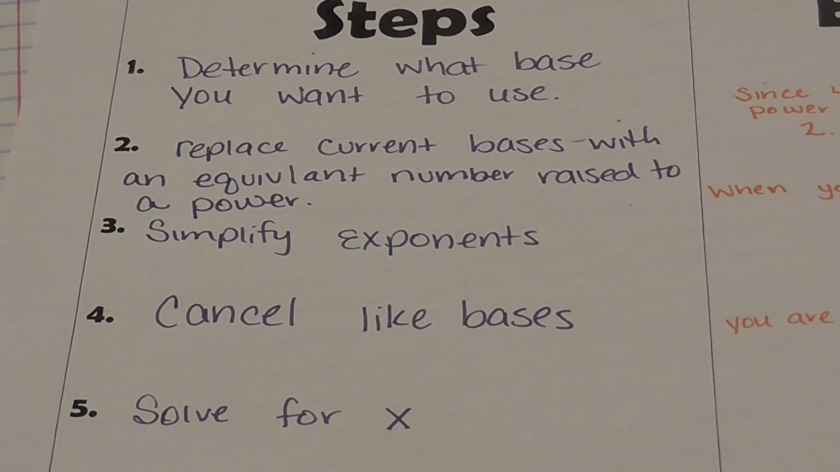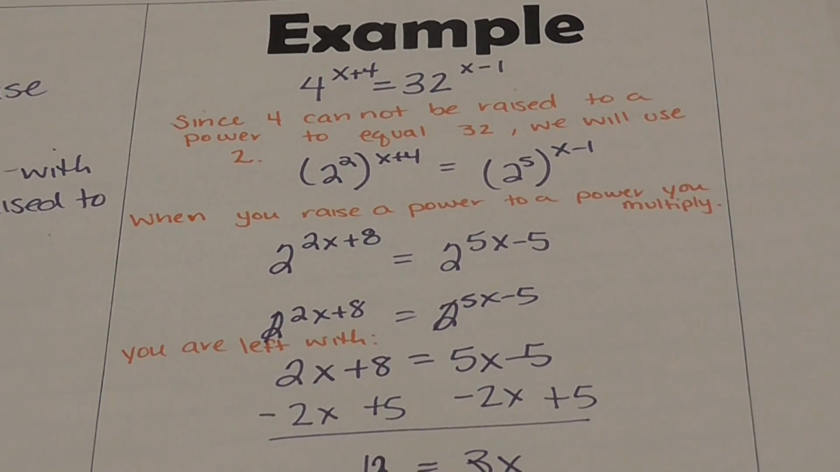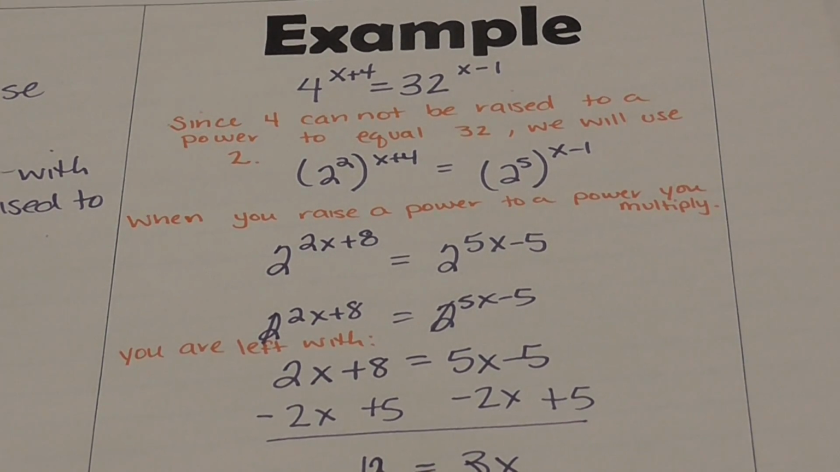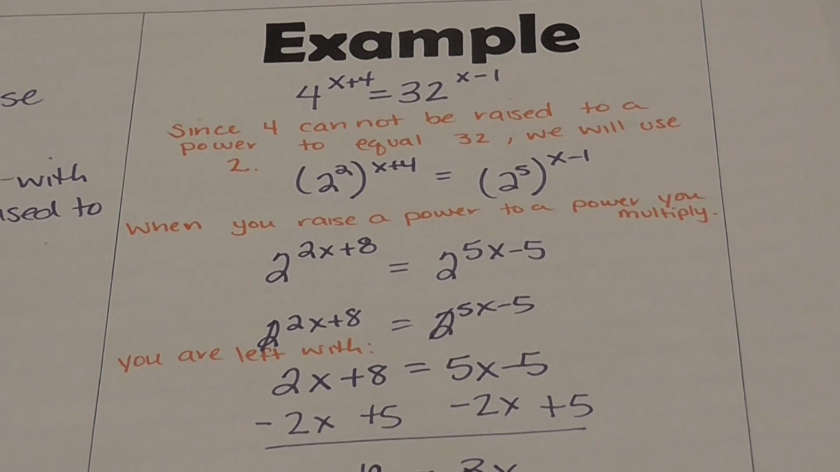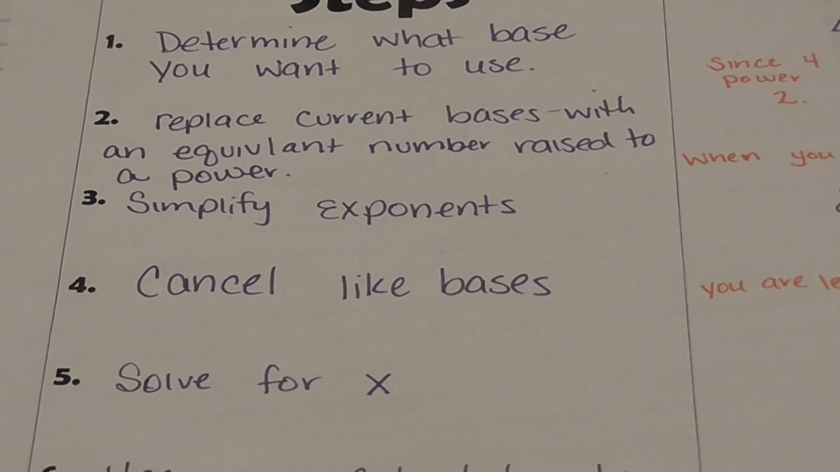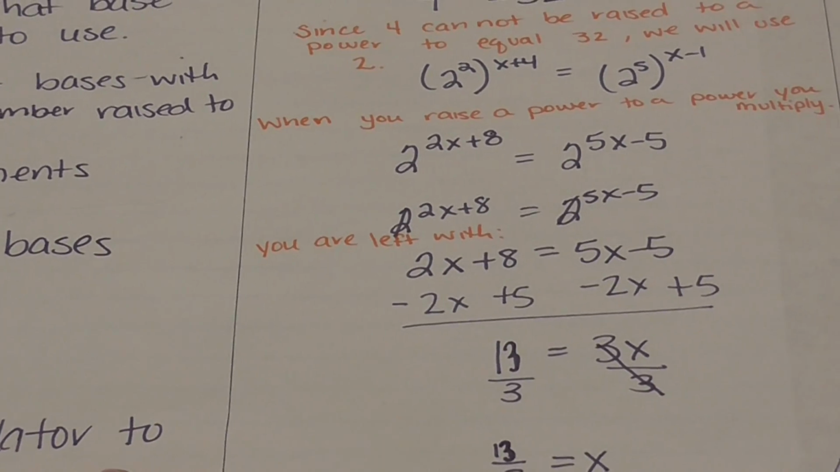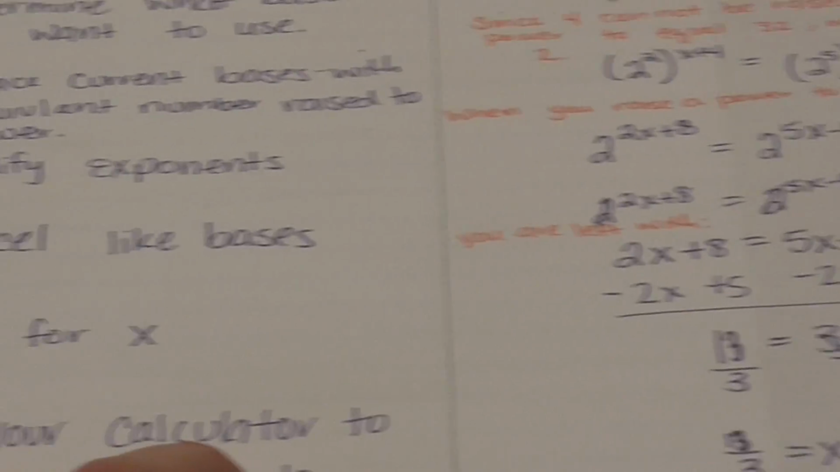The next step is to simplify my exponents. Remember that when we raise a power to a power, I multiply. So 2 times x plus 4 is 2x plus 8, and 5 times x minus 1 is 5x minus 5. Then I'm going to cancel my like bases. The 2's go away, and that leaves me with 2x plus 8 equals 5x minus 5.